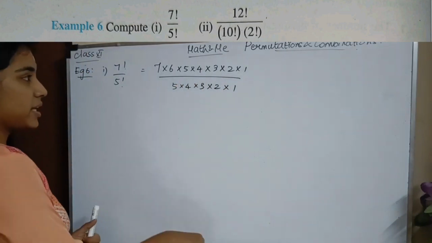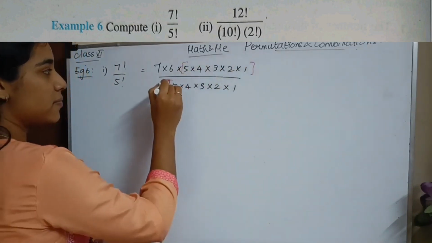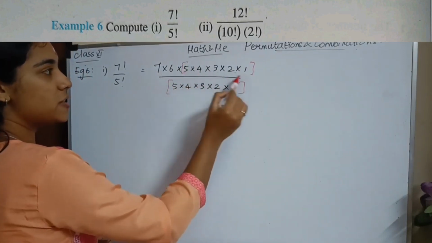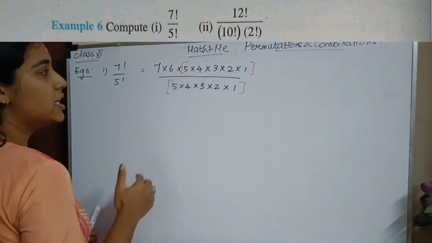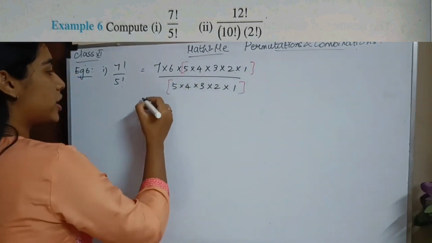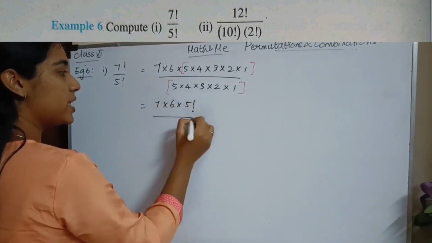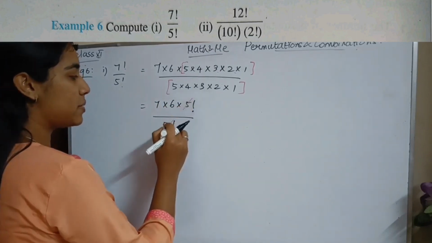So what do you see? Basically, this is 5 factorial and this is also 5 factorial. Correct? 5, 4, 3, 2, 1. So this particular term is 5 factorial and the denominator is also 5 factorial. So instead of writing everything, what can you do? 7 times 6 times 5 factorial divided by 5 factorial. You can simply cancel the 5 factorial with 5 factorial.